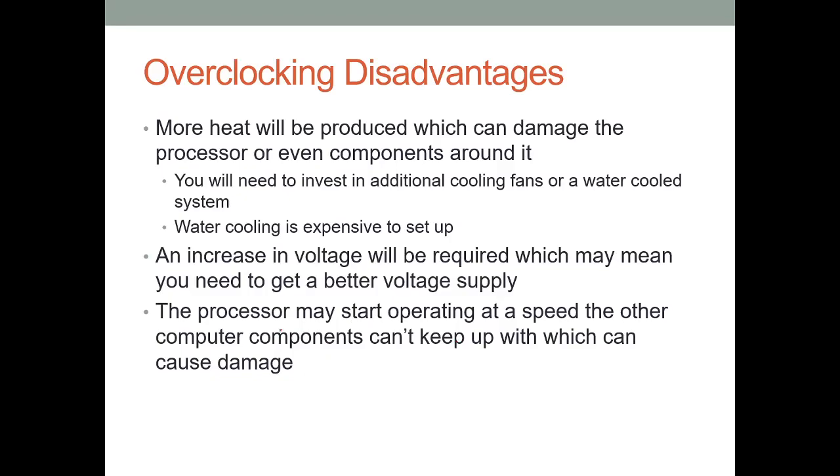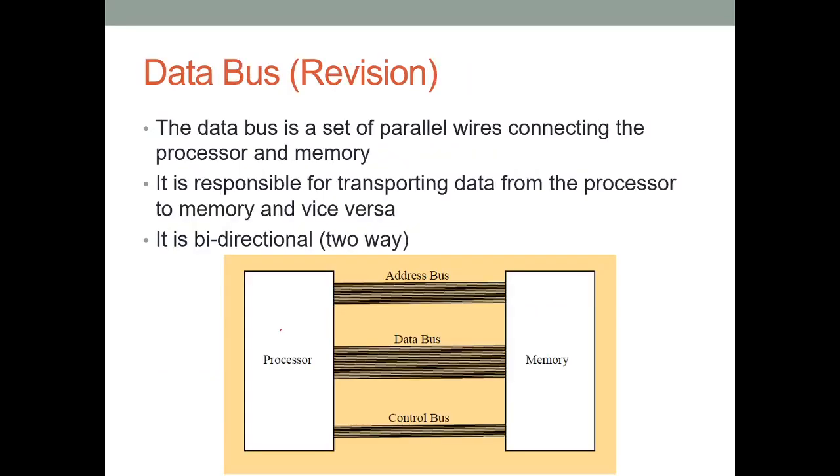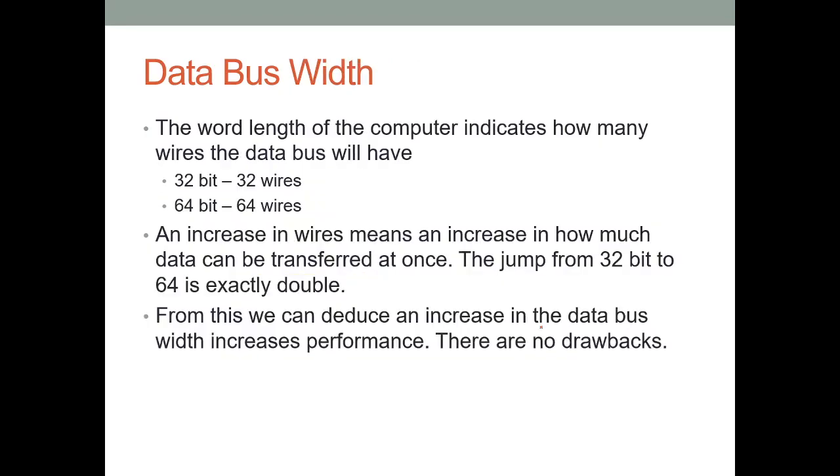Now, for the next bit, this is actually quite a quick one. Data buses, we already covered that. That's the ones that take the data from the processor to RAM. The width of a data bus is determined by your word length. Again, this is quite an easy one. If you go from a 32-bit data bus to a 64-bit data bus, the amount of data that can be transferred at once is going to increase. So you're going to increase performance.